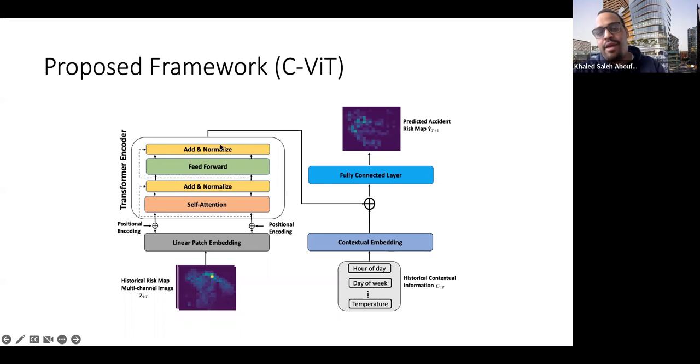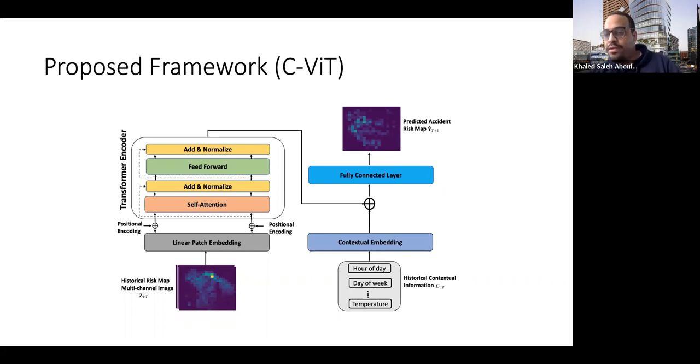This contextual information and the output from the encoder are fused together and passed through a fully connected layer to predict the accident risk map over the next T+1. T+1 could be, as I mentioned before, the next hour or next day, but in our case here, it's the next hour. Our historical map gives the risk for the previous 3 hours. Imagine we are at a time T: from T-3, 3 hours before this time, we get the information of the accidents that happened during this previous time, and we try to predict the traffic accident risk for the next hour.